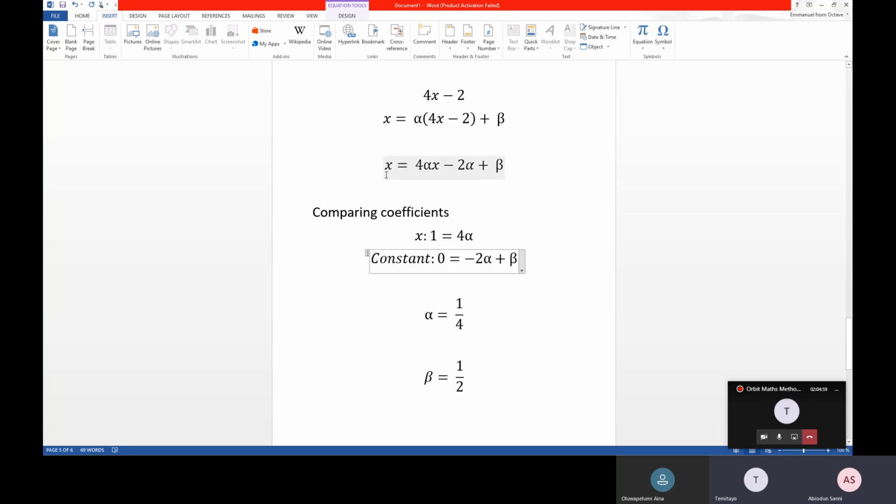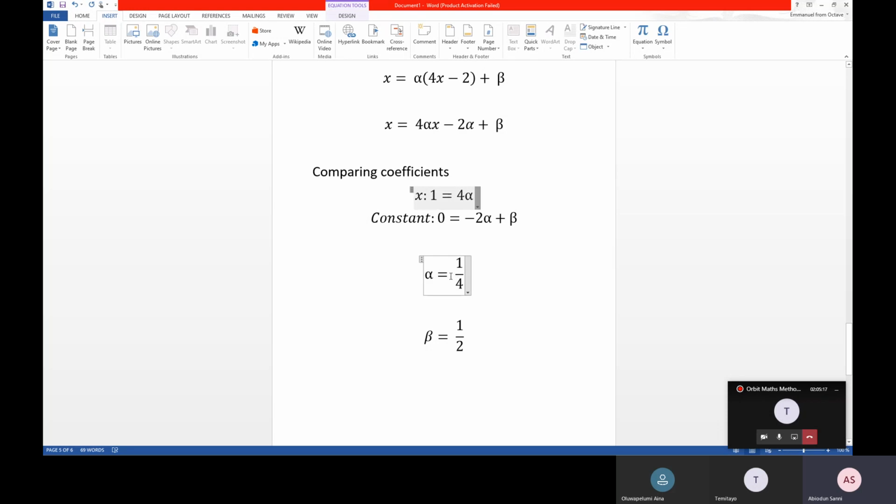So comparing the constant coefficient, the constant at the left hand side is 0 because we have only a constant. But the constant at the right hand side is minus 2 alpha plus beta. So 0 is equal to this. Since you are saying that 1 is equal to 4 alpha, it means alpha is what? 1 by 4, dividing both sides by 4. So you have this. Now substituting alpha into the second equation, we are able to get beta, which is 1 over 2.